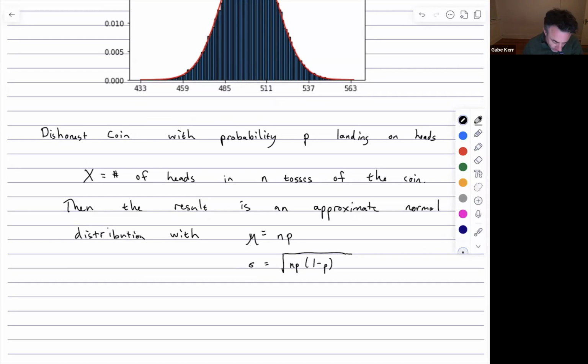Okay, so let's suppose, we'll call this an exercise, we'll suppose that a given dishonest coin has a 10% chance of landing on heads.